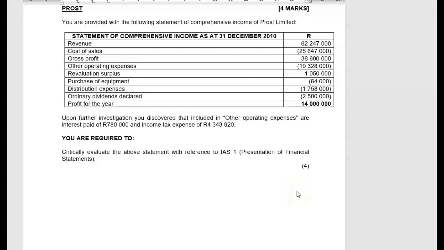You are required to critically evaluate the above-mentioned statement with reference to IAS 1 presentation of financial statements. Great stuff. Take a few moments, jot down a few remarks that you can make on this information that was given to you, and let's see whether you actually got everything.